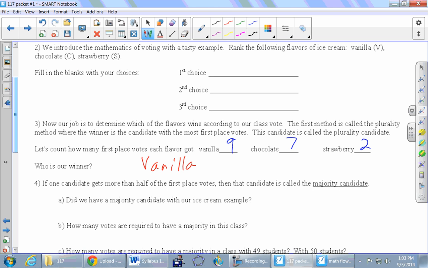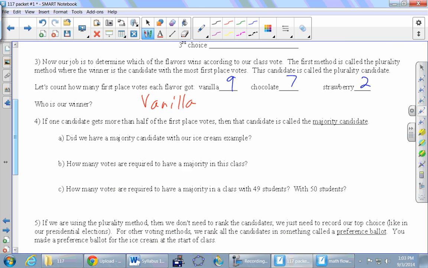Could you read four, please? Okay, so we want to know if vanilla won. But we want to know if they got a majority of the first place votes. What do we need to calculate before we can answer that question? How many votes did we have? Okay, 9 and 7 and 2. 18. So 18 was the total number of voters. You have to have more than half in order to have a majority. Did vanilla have a majority? No, it was right there at that halfway point. 9 out of 18 is not quite a majority. So we can say 9 out of 18 is not a majority. The least number of votes vanilla needed to get a majority is 10. Just a little bit more than half is fine.